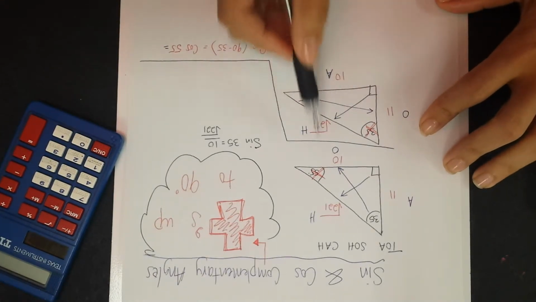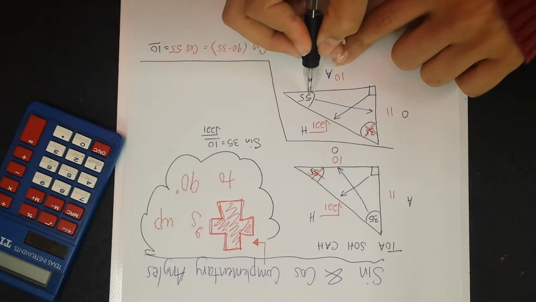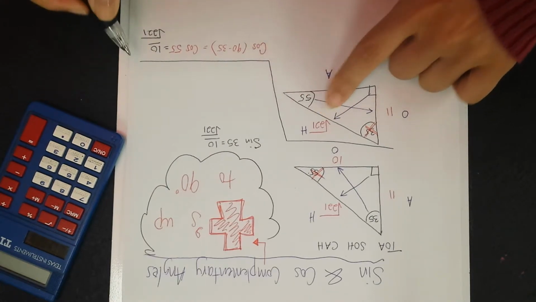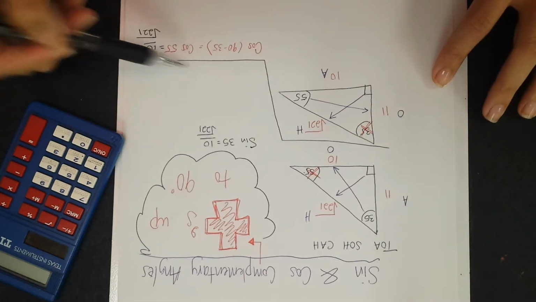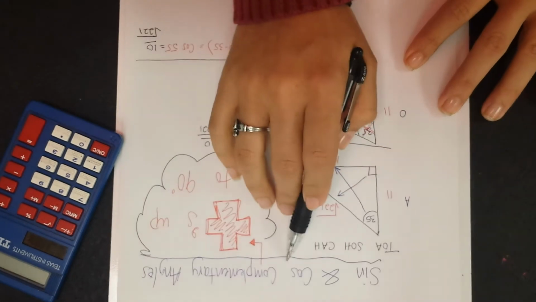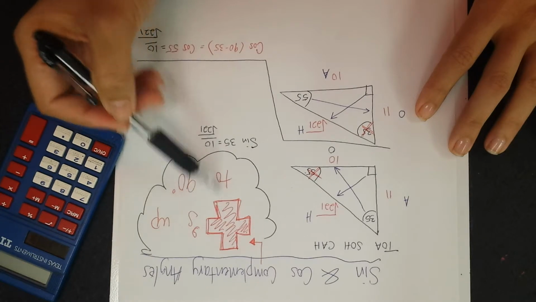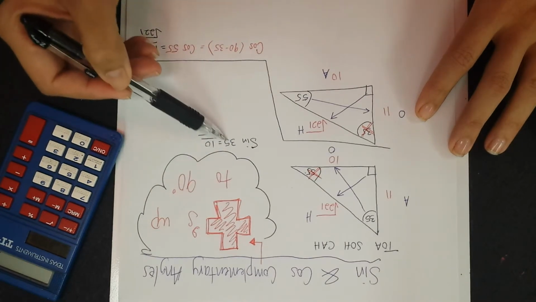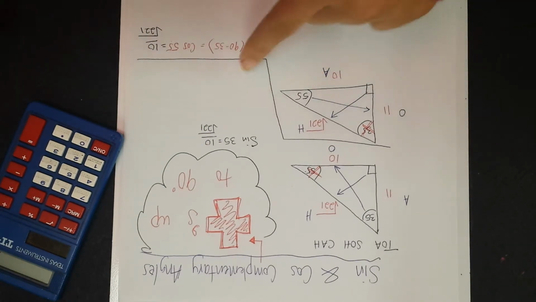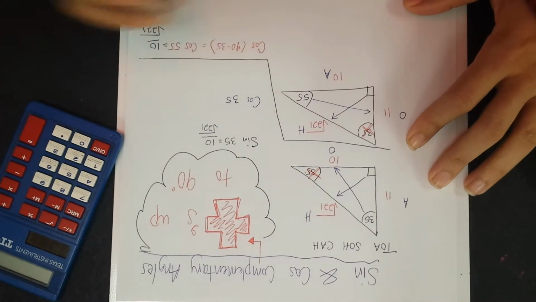So cosine is using A and H. So A is 10, because now I'm using 55, right? 10 over radical 221. What can you tell me about sine 35 and cosine 55? They're the same because sine and cosine of complementary angles are the same. In other words, if the angles add up to 90, so 35 plus 55, those two ratios are exactly the same.